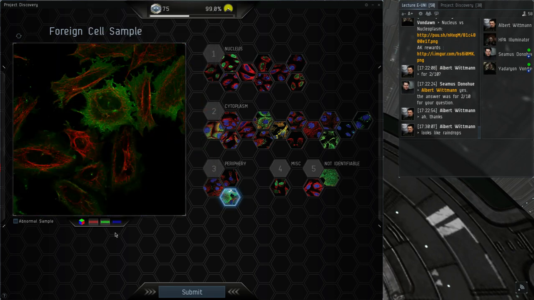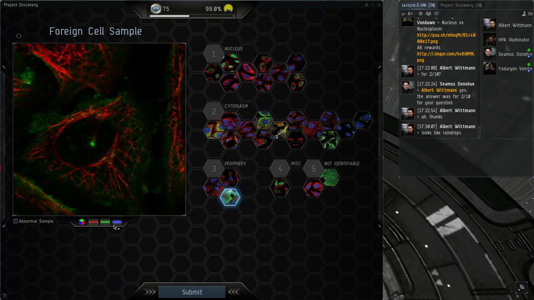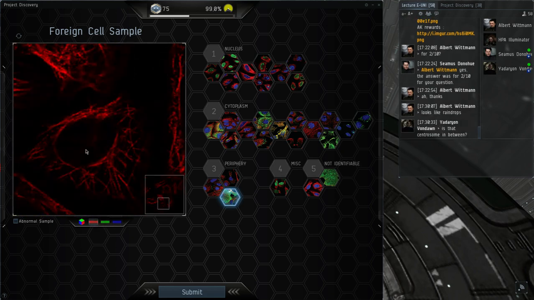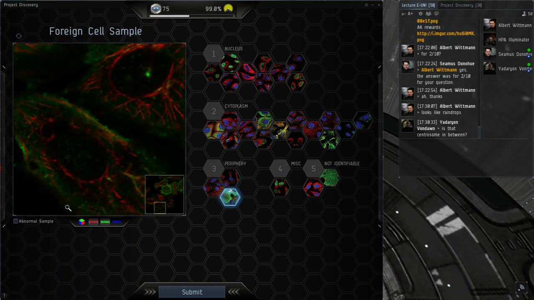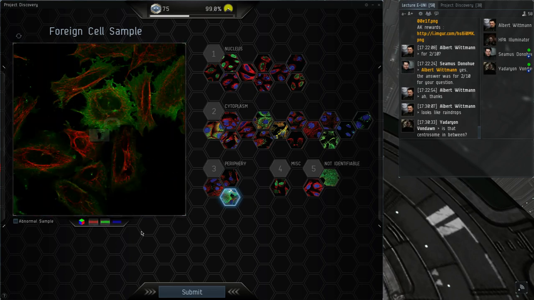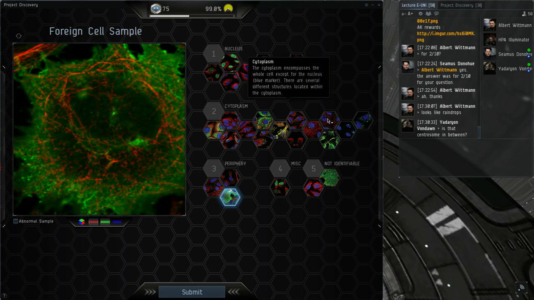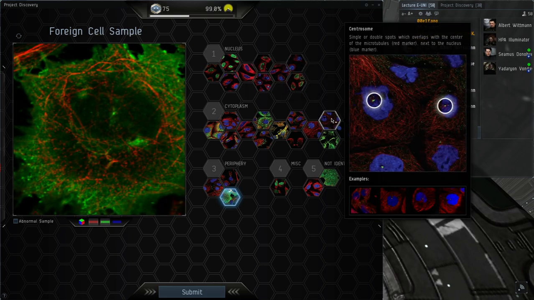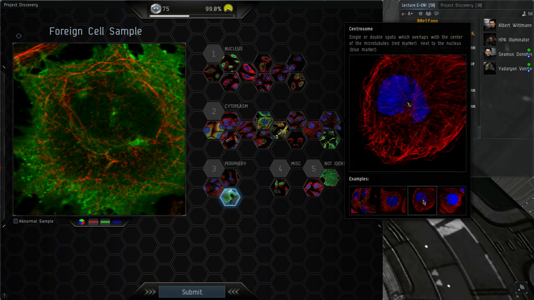Then we also see some green spots, which in some cases seem to be overlapping with the blue here. But if we turn off the blue, I think we will see some red staining behind it, which indicates that this is maybe a centrosome. Also here, it's slightly overlapping with the red. And since we only see one spot, I will label this as centrosome, which should be single or double spots overlapping with the center of microtubules.